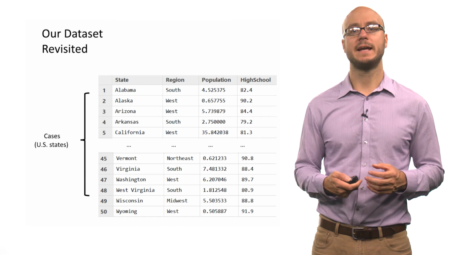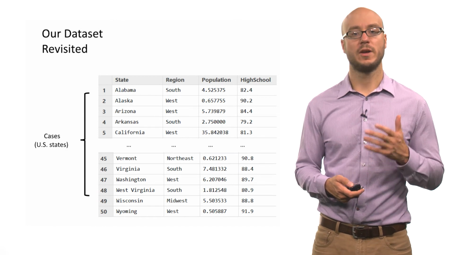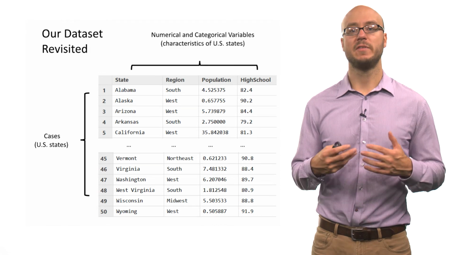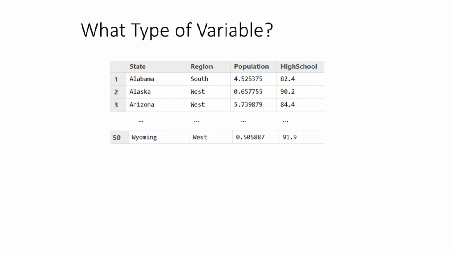So let's look at our data set of states again. As a reminder, the rows are the observational units, which are US states, and we have these different characteristics, these different variables of each of these states. So let's go through the columns of our data set and say what type of variable each column is.